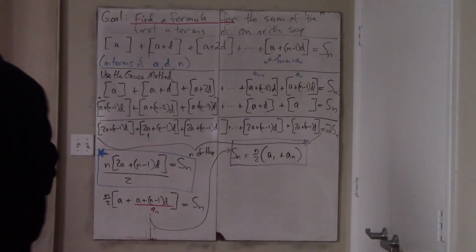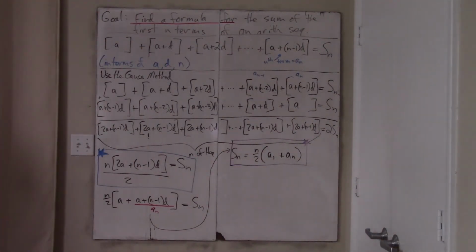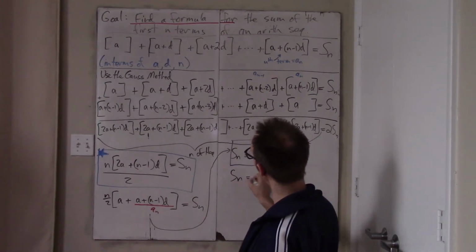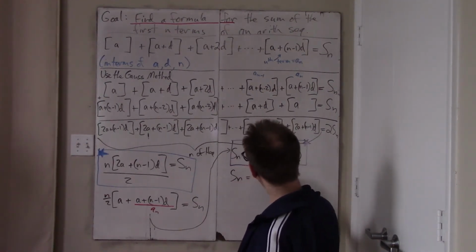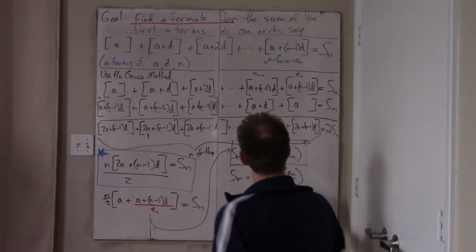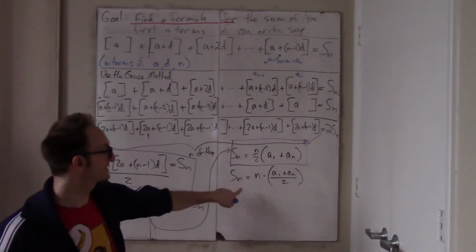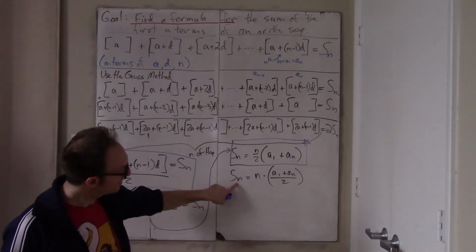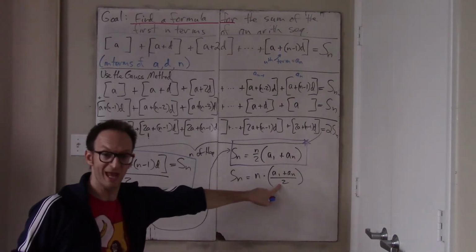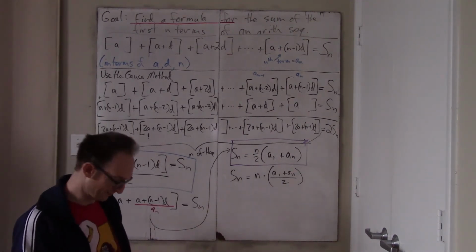And this says something kind of deep, especially if we write it in yet another slightly different form, which is to say that the sum of the first n terms is n times a1 plus an over 2. And now we think of this as saying that the sum of the first n terms of an arithmetic sequence is n times, and what's this? Well, it's the average of the first and last term.